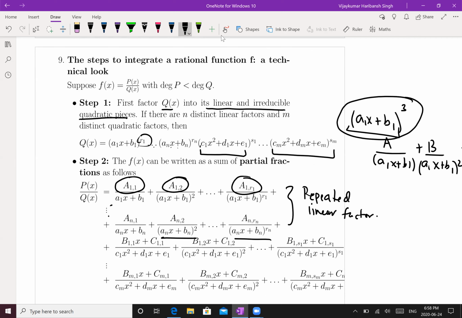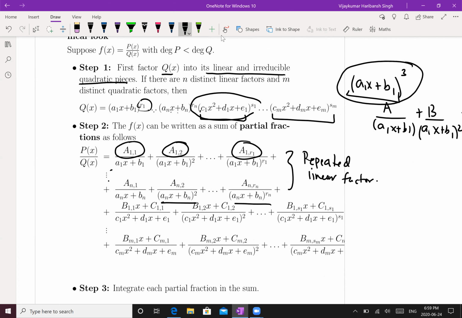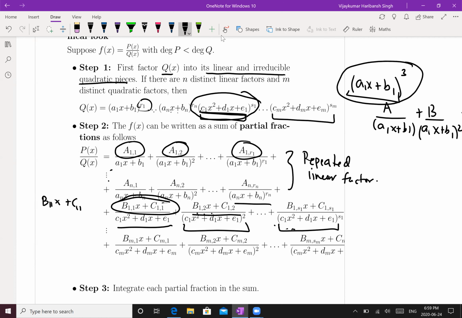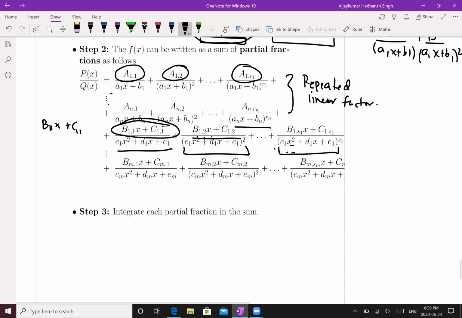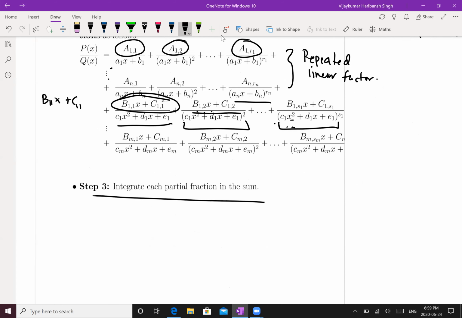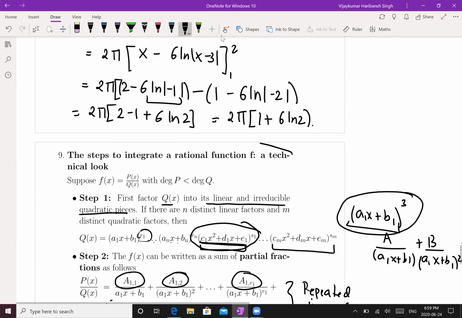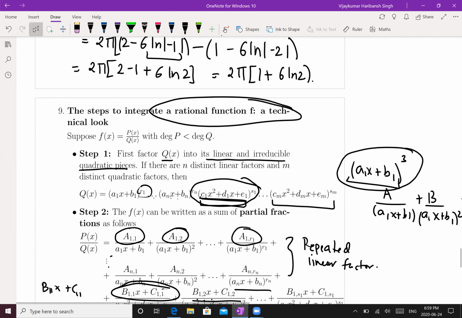Nobody is claiming that the power has to be bigger than 1, but we are writing the absolute general case. Now, what about the irreducible part? So an irreducible quadratic factor, suppose it comes with power s1, then you will have what? This part with power 1, this part with power 2, and I'll keep on going until you get power s1. And on top of an irreducible, you always have a linear. So we have b11x plus c11, b12x plus c12, and so on and so forth. So you keep on doing this process, and then you integrate each part, and that's how you can integrate a general rational function using the method of partial fractions.